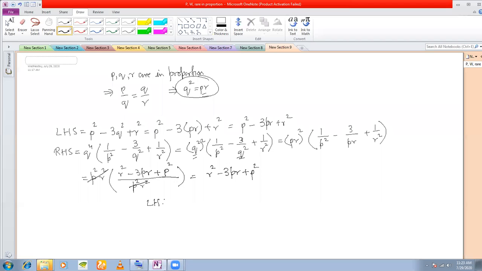Check LHS is equal to RHS or not. Apurva, check LHS is equal to RHS or not. Sir, it is yes. Fine. So then this is done. Okay. So we now move on to trigonometry.